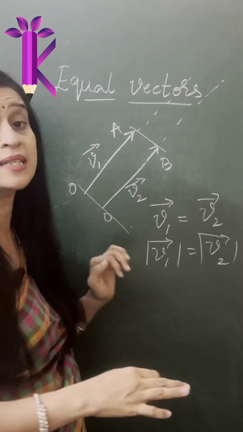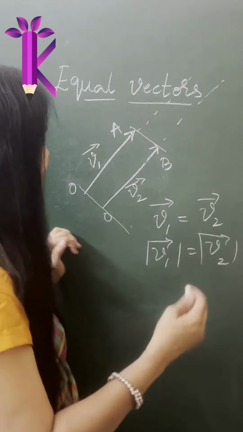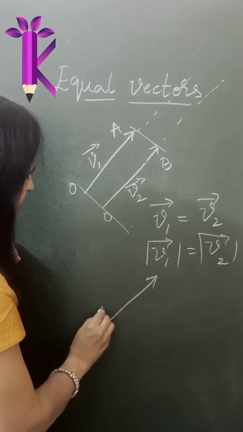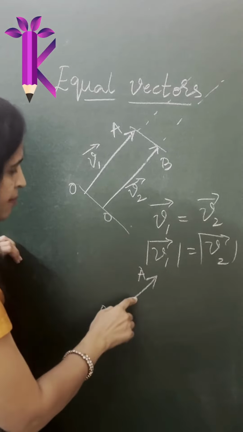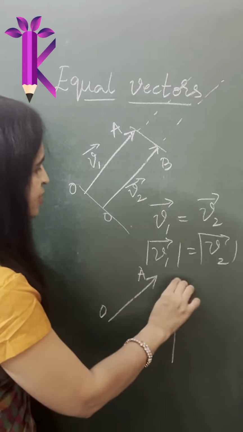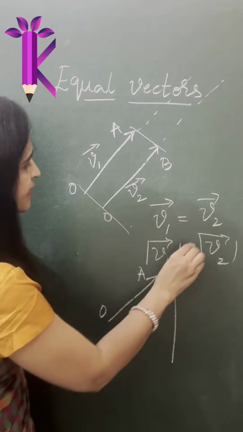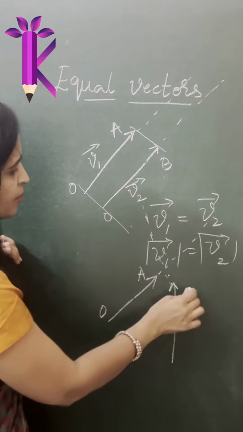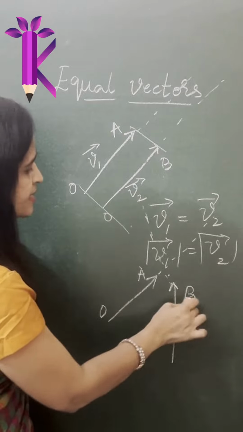When do you say two vectors are not equal vectors? Very simple. When they have the same magnitude, let's take the same vectors, but let's say they are heading in opposite directions. So one is heading in this direction, one is heading in the opposite direction. You see this vector is heading in the opposite direction, although it has the same magnitude.